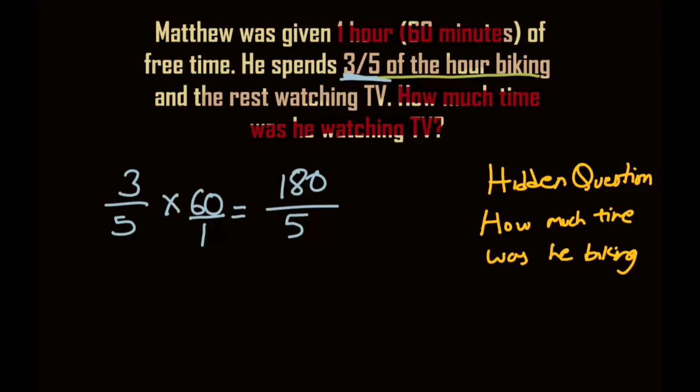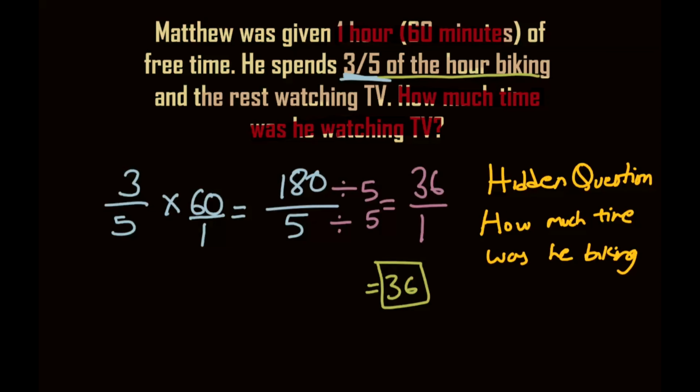Now we need to reduce because this obviously can be reduced. I'm going to use 5 because both of them are multiples of 5. 180 divided by 5 equals 36, so our numerator is going to be 36. And then 5 divided by 5 equals 1. So our answer is just going to be 36, because 36 over 1 equals 36.